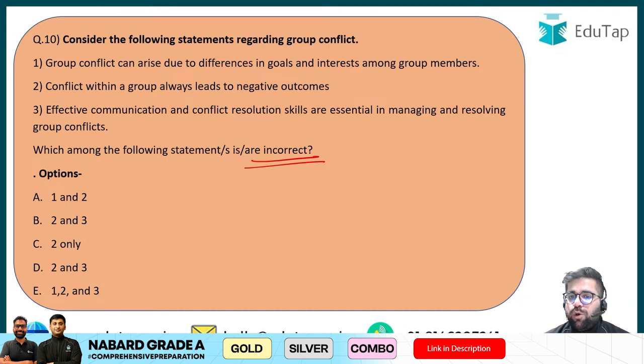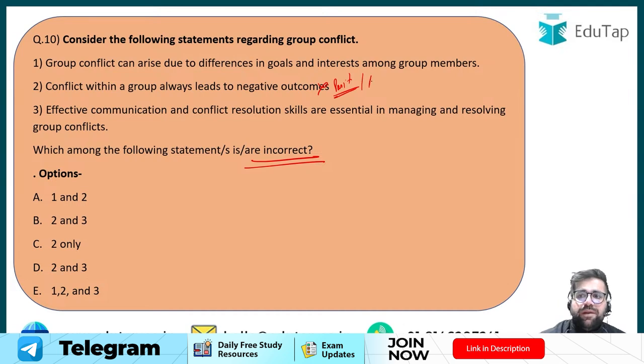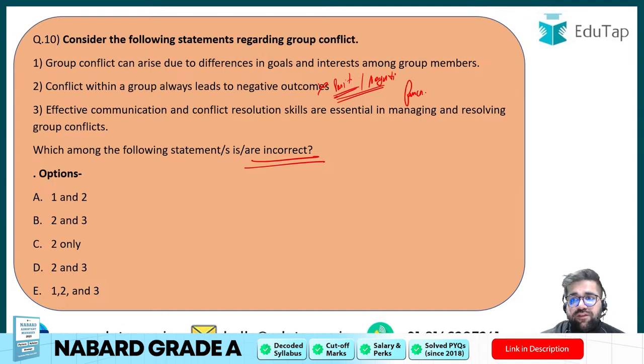Conflict within a group always leads to negative outcome. This statement is incorrect because there can be positive outcomes and there can be negative outcomes too. When two groups are fighting and you are having a positive outcome from them, those conflicts are known as functional conflicts.